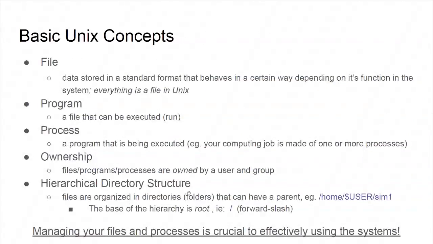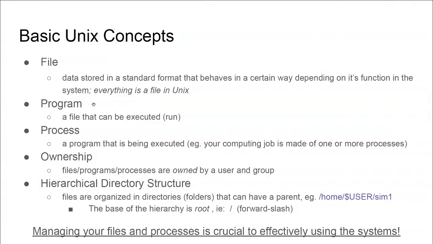So some basic Unix concepts. If you're coming from the Windows world, these ideas might not be familiar to you, or they might be put in a different way. So, the basic ideas behind Unix. The first is the file, so it's kind of the atomic feature of the Unix operating system. So basically, a file is any data. It's stored in a standard format, and depending on how it's acted upon by the operating system, it may behave different ways. One thing to note is that in Unix, basically everything is considered to be a file.